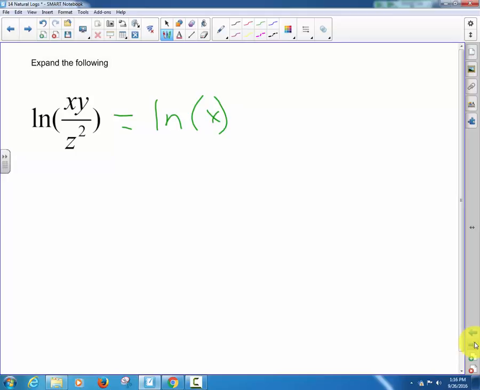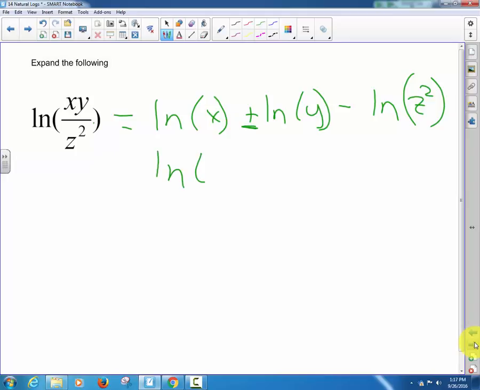ln x plus ln y minus ln of z squared. Okay? What do you think, class? That's right. Nothing wrong with what he's got here. The plus sign, because the x and y are being multiplied on top. The minus sign, because we're dividing. He said z squared, but as Mr.